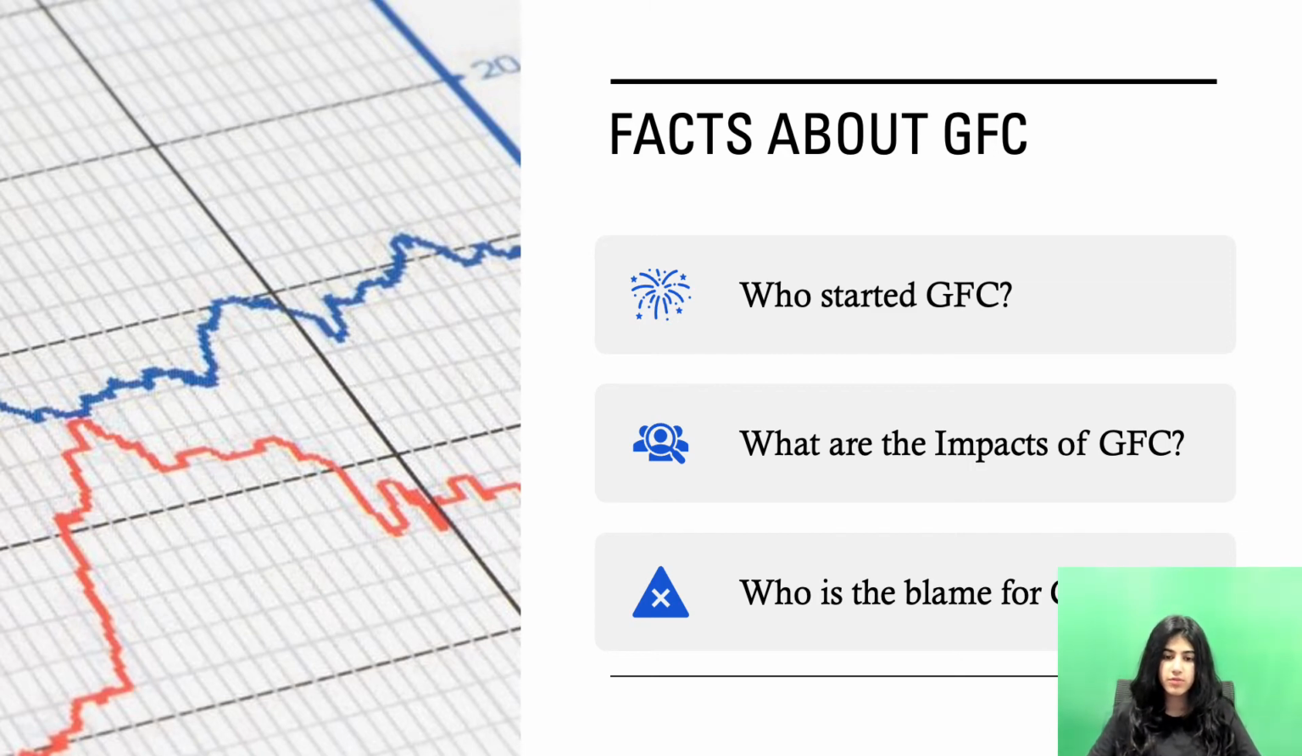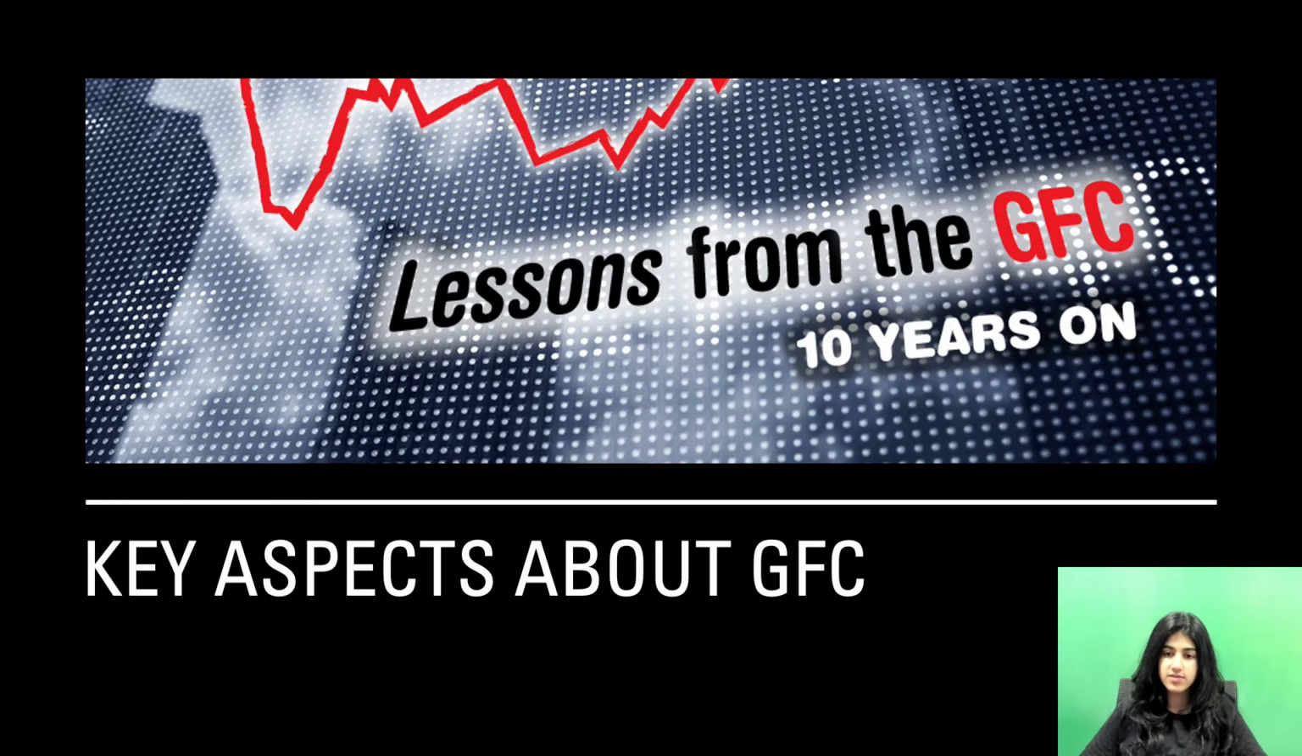Who is to blame for the GFC? For both American and European economists, the main culprit of the crisis was financial regulation and supervision, with a score of 4.3 for the American panel and 4.4 for the European one. Key aspects of the GFC: excessive risk-taking in a favorable macroeconomic environment.